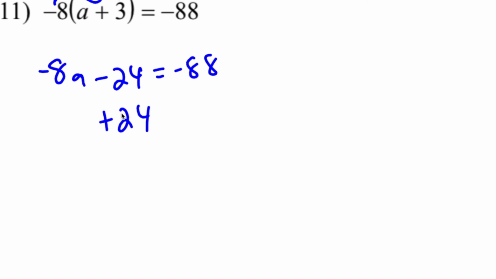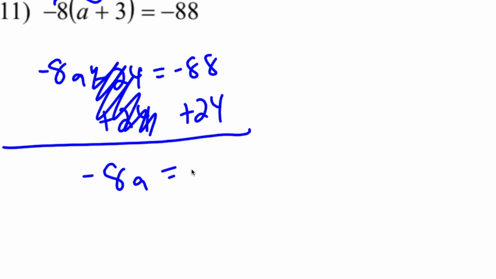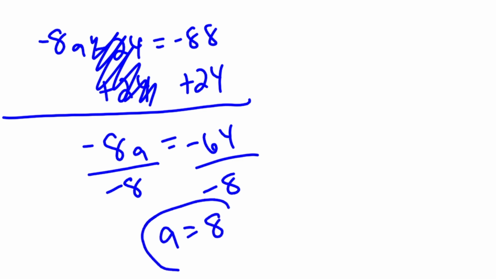Move the number with no variable, so add 24 to both sides. These are gone. I'm left with negative 8a equals negative 88 plus 24, which is negative 64. Divide by the number in front of your variable. Last step, we get a is equal to 8. Final answer.